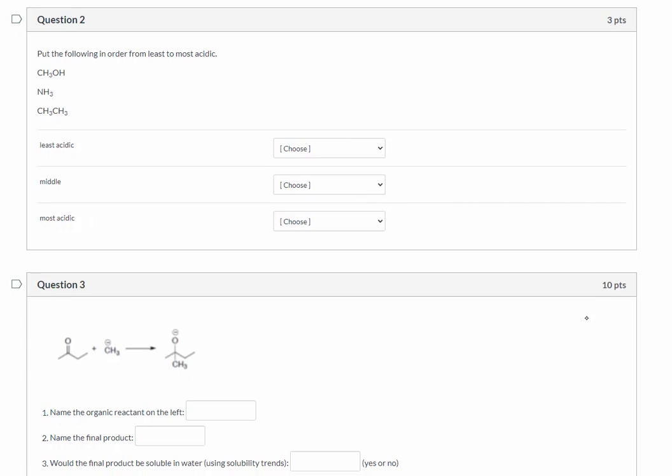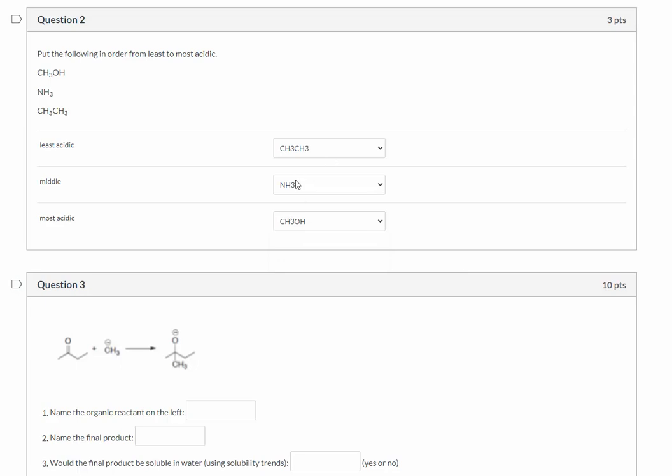Now let's put these in order from the least to most acidic. What we're looking at here, we're going to look at the hydrogen bonded to the oxygen, hydrogen bonded to nitrogen, and hydrogen bonded to carbon. So the least acidic is going to be the one that just has carbons, ethane. The mid-range is going to be the ammonia, and the most acidic is going to be methanol.